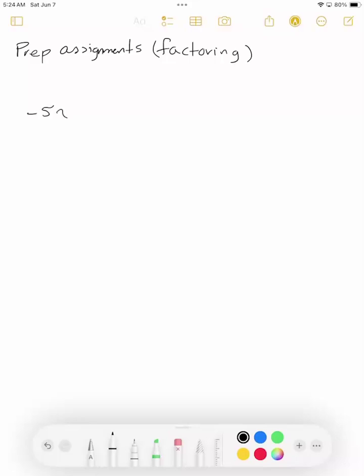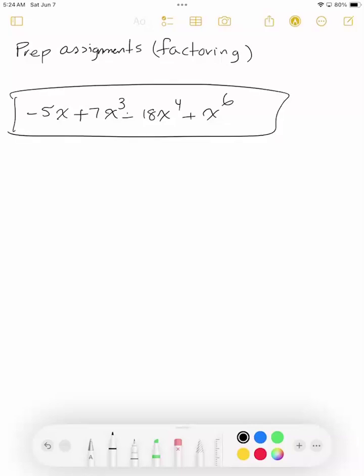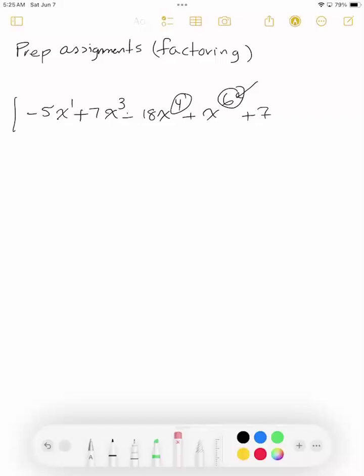If I have minus 5x plus 7x cubed minus 18x to the power 4 plus x to the power 6, we call this expression a polynomial because we have positive integers for the exponent of every term. Let's say if I had plus 7 here, this is still a polynomial because the degree of x for the first term is positive 1. So the degree of the first term is 1.